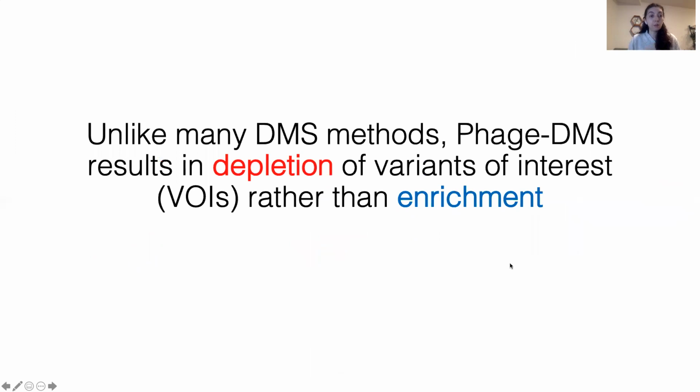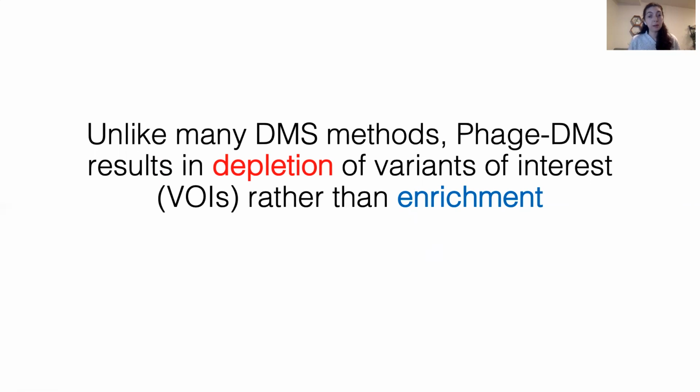Another thing I want to emphasize is that many people using deep mutational scanning will find their method enriches for their variant of interest. However, using this method, what we find is that the variants of interest, or the escape mutations, are washed off and they're depleted rather than enriched. And so what this results in is we had to figure out a slightly different method of analyzing the data that comes out of these experiments.